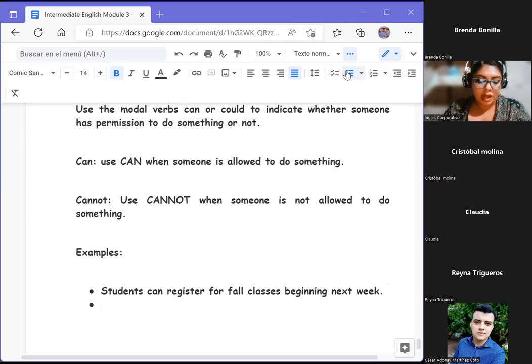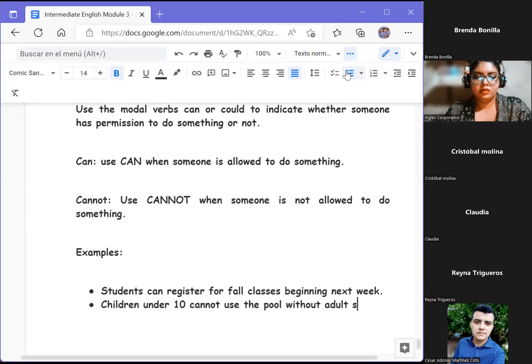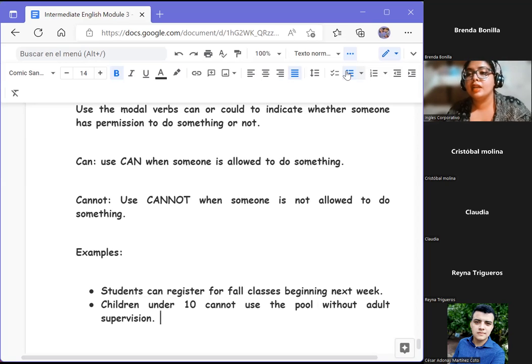And the second one, it says, children under 10 cannot use the pool without adult supervision. En este caso, estamos hablando que los niños menores de 10 años no pueden utilizar la piscina sin la supervisión de un adulto. So in that case, because it's very, very dangerous for them because there can be some accidents. So in that case, you need to have an adult to supervise the situation.